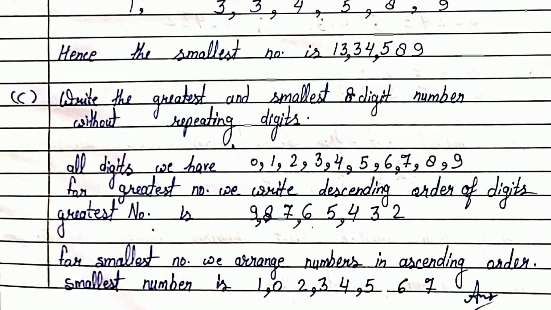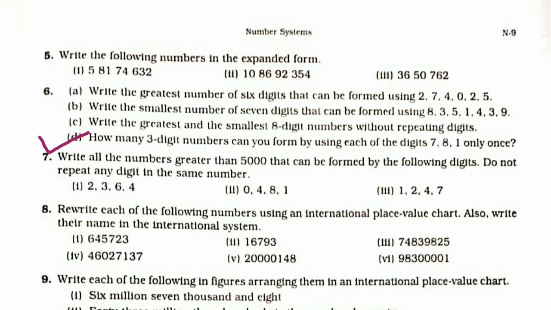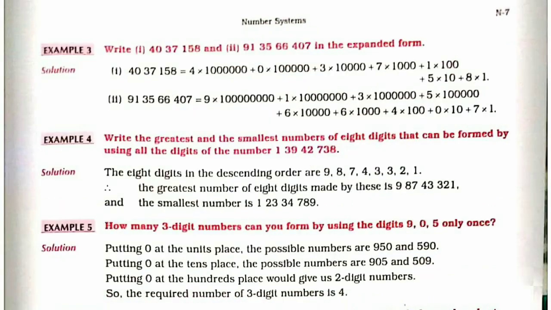Now we are moving forward towards part number 4. The question is saying how many 3-digit numbers can you form by using each of the digits 7, 8, 1 only once, meaning we are not repeating any digit. So see how we will do this. Now here you can see example number 5 on the screen, and the same question is written here, only the digits are different. It says how many 3-digit numbers can you form by using the digits 9, 0 and 5 only once.